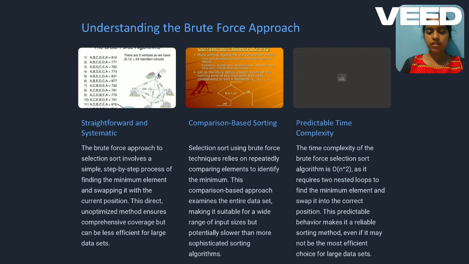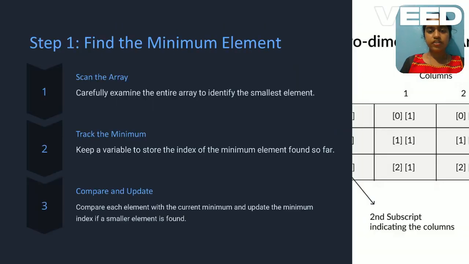Predictable time complexity. The time complexity of the brute force selection sort algorithm is O of n power 2, as it requires two nested loops to find the minimum element and swap it into the current position. This predictable behavior makes it a reliable sorting method even if it may not be the most efficient choice for large data sets.